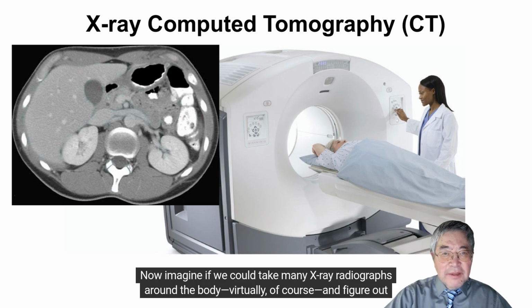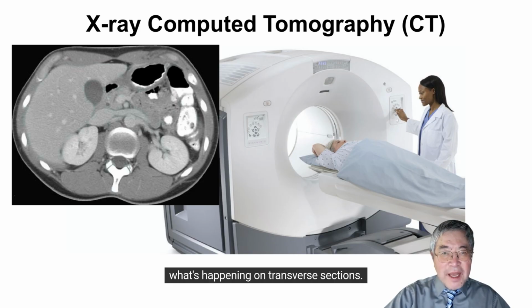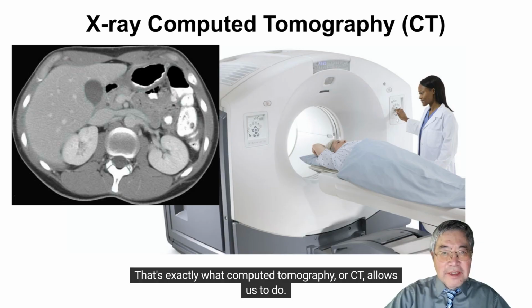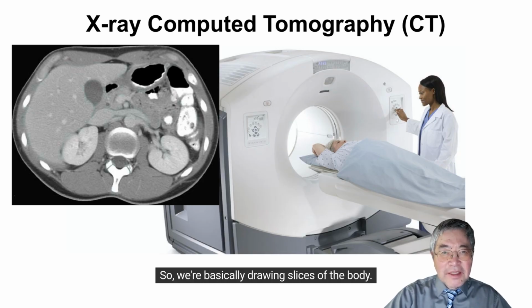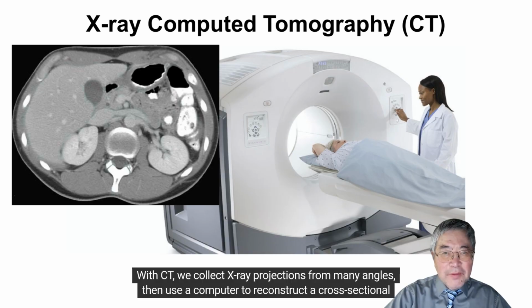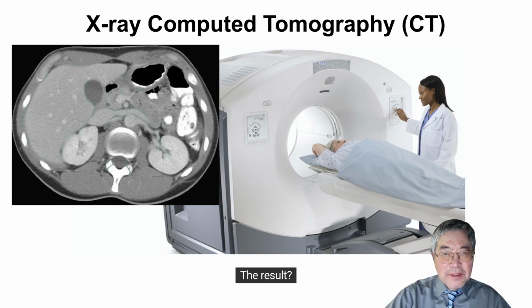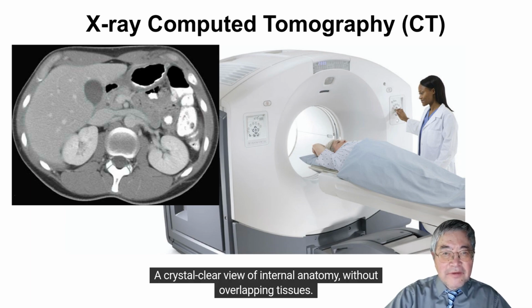Now imagine if we could take many X-ray radiographs around the body, virtually of course, and figure out what's happening on transverse sections. That's exactly what computed tomography, or CT, allows us to do. The word tomography comes from Greek. Tomos means slice, and graphy means writing or drawing, so we're basically drawing slices of the body. With CT, we collect X-ray projections from many angles, then use a computer to reconstruct a cross-sectional image. The result? A crystal clear view of internal anatomy without overlapping tissues.